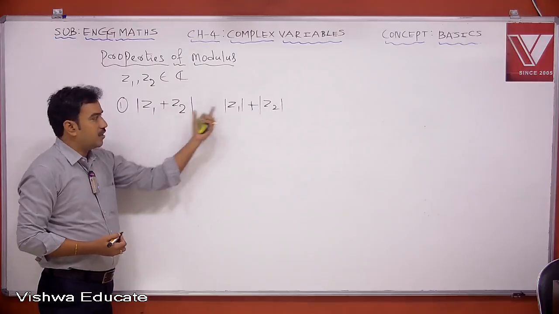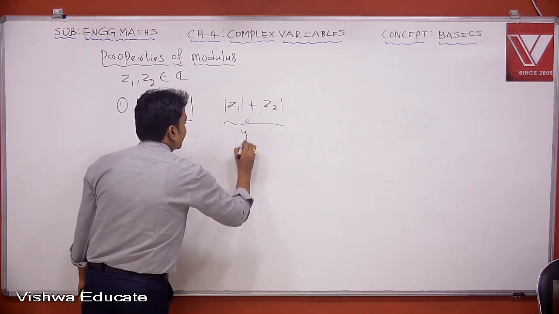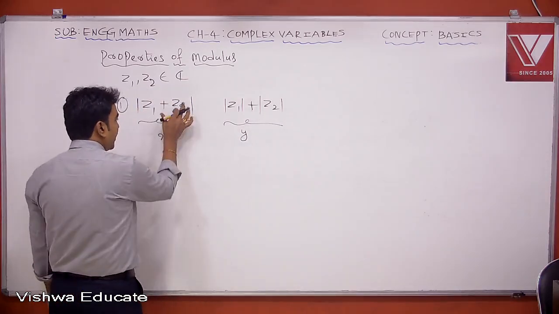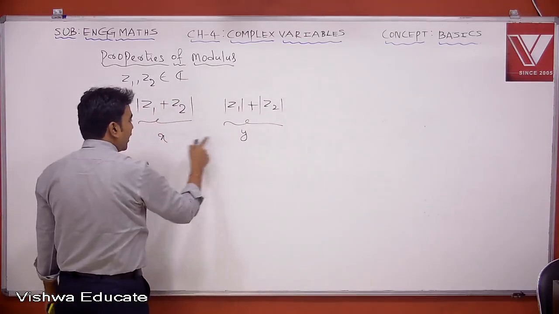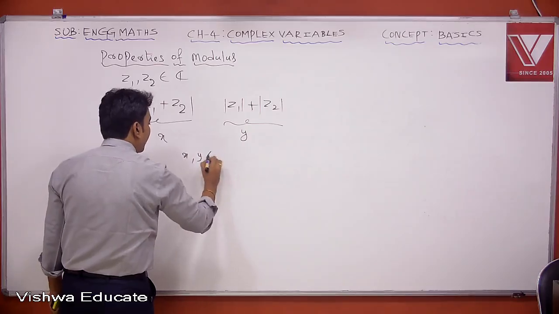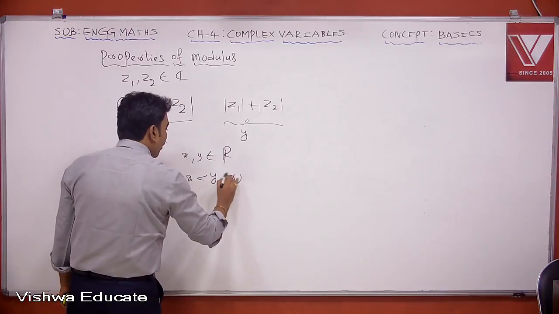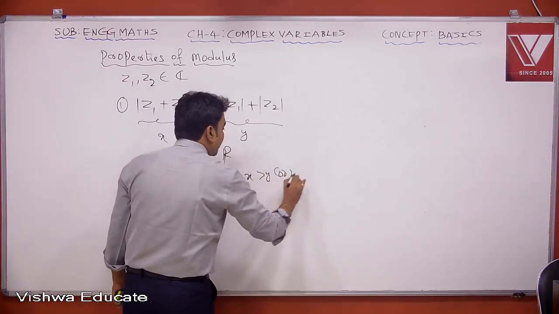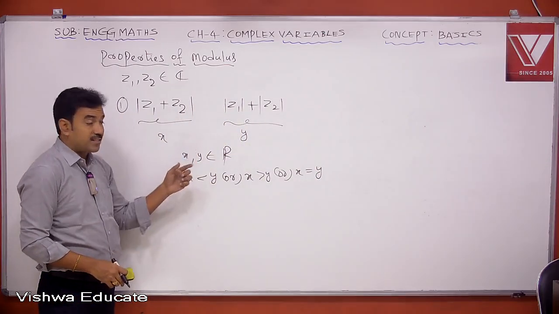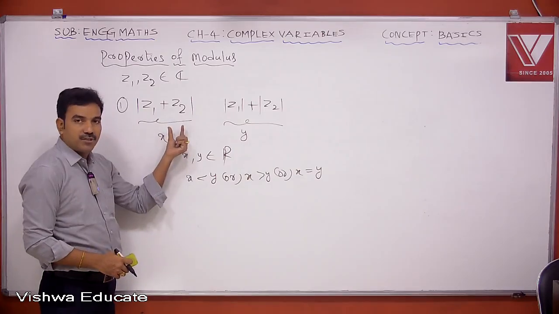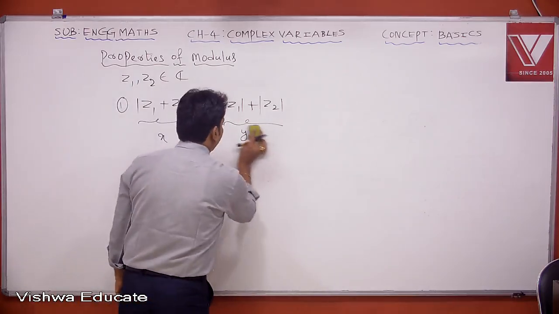Suppose this entire expression is x and this entire expression is y. What is the relation? It is a real number because we are applying modulus. When you take two real numbers x and y, I can have only one relation: either x less than y, or x greater than y, or x equal to y. So let us see what the relation between x and y will be. What is my x? Modulus of z1 plus z2. What is y? Mod z1 plus mod z2. Let us discuss by taking an example.